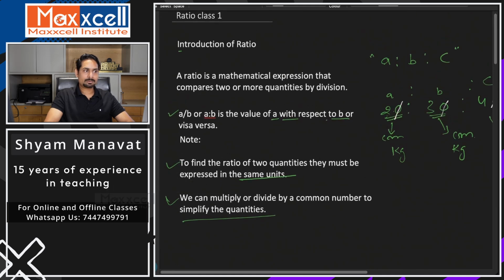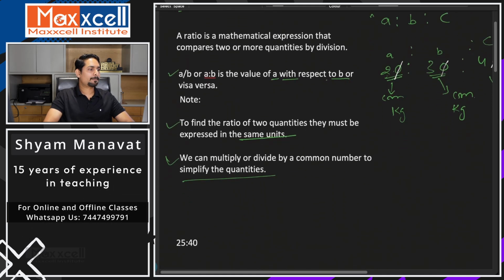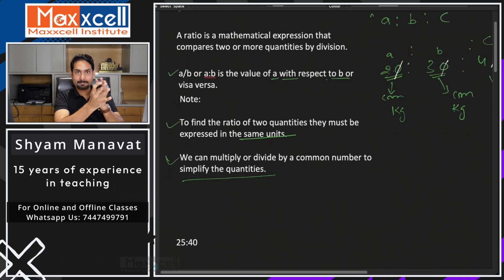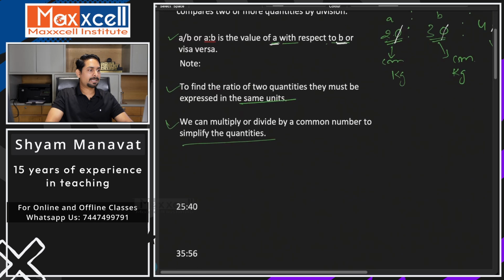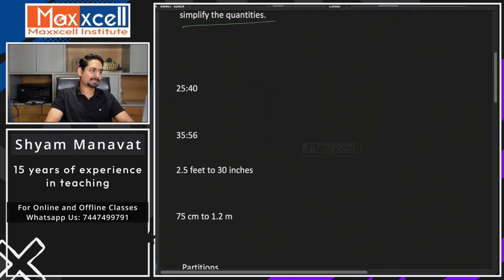So ratio, A is to B is to C. What is ratio? The comparison, value of first quantity compared to the second one. Or we can say value of first quantity with respect to the second, or vice versa. The units should be same and you use multiplication or division to simplify the quantities and then you write the final ratio. Now let's take some examples.